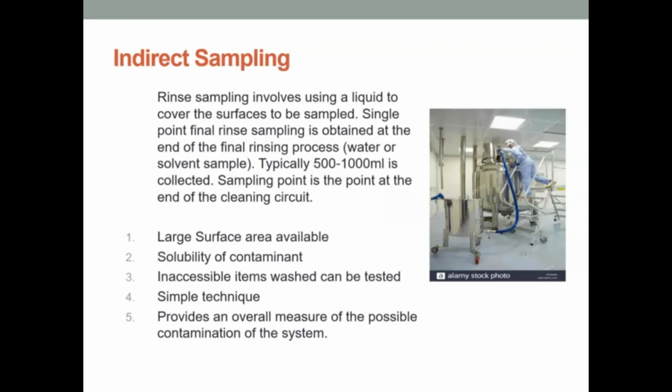Indirect sampling. In indirect sampling, you're looking at rinse sampling, and this involves using a liquid to cover the surfaces that are to be sampled. The single point final rinse sample is obtained at the end of the final rinsing process. This would typically be a water or solvent sample. You're typically going to take 500 to 1000 mL and collect that, and the sampling point is at the end of the cleaning circuit so that you have all of the areas of the interior of the equipment captured at this point.